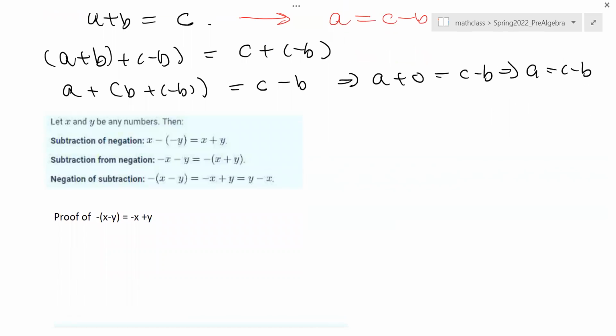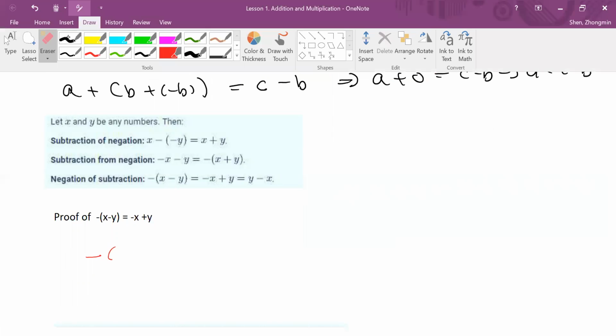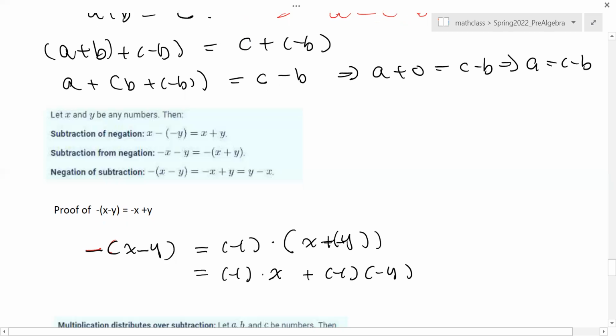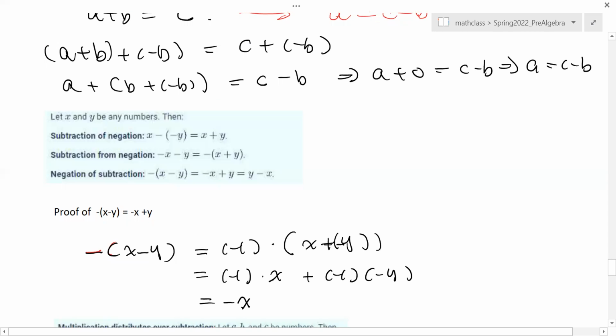So how do you prove that? Negative x minus y is viewed as negative 1 times x minus y, right? x plus negative y. Now this multiplication distributes over the addition. So negative 1 times x plus negative 1 times negative y. Then this is negative x, right? We already proved that. And then this will be plus, it's also negative and negative y, but negative negative y, remember, is just y.